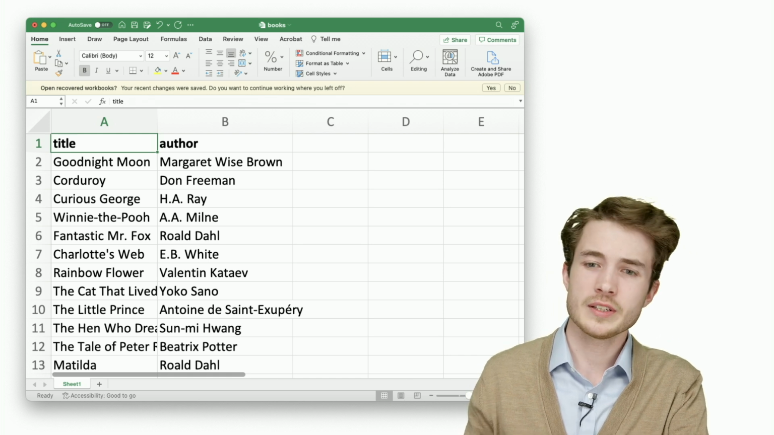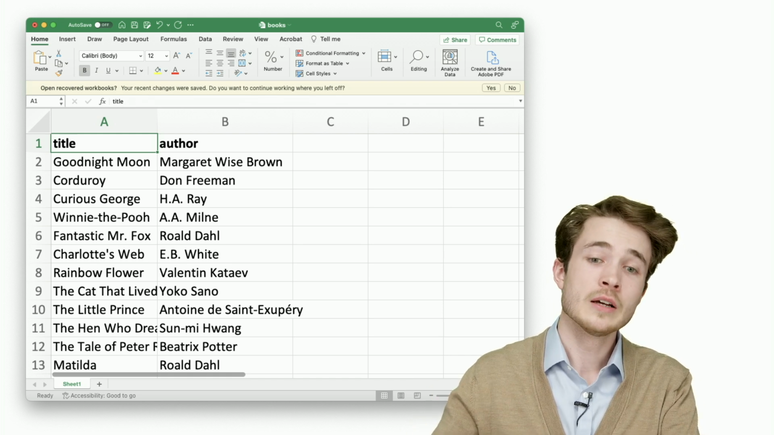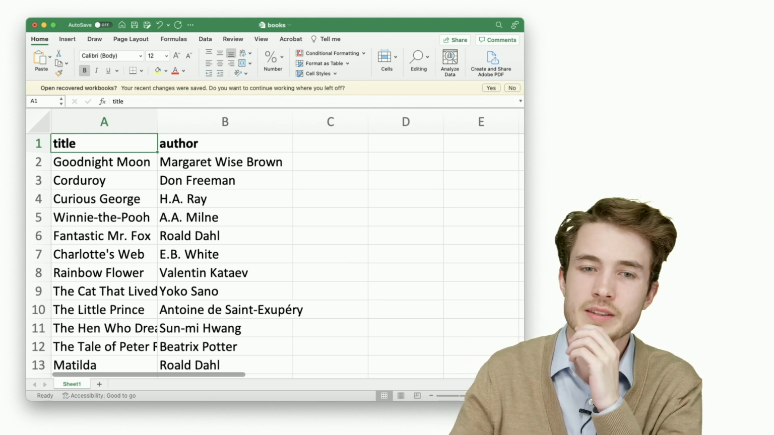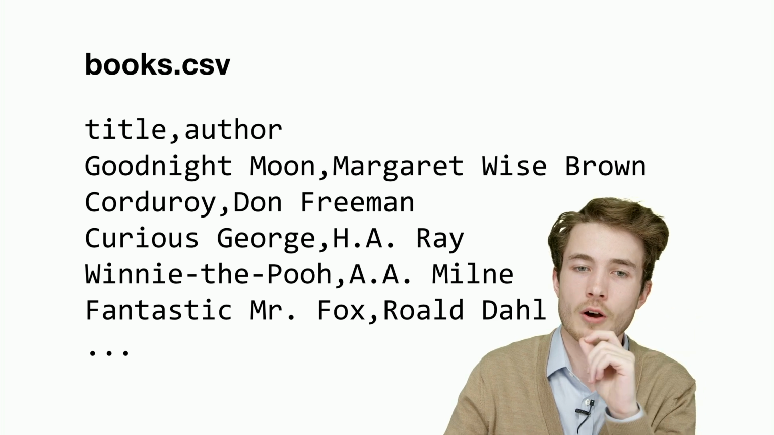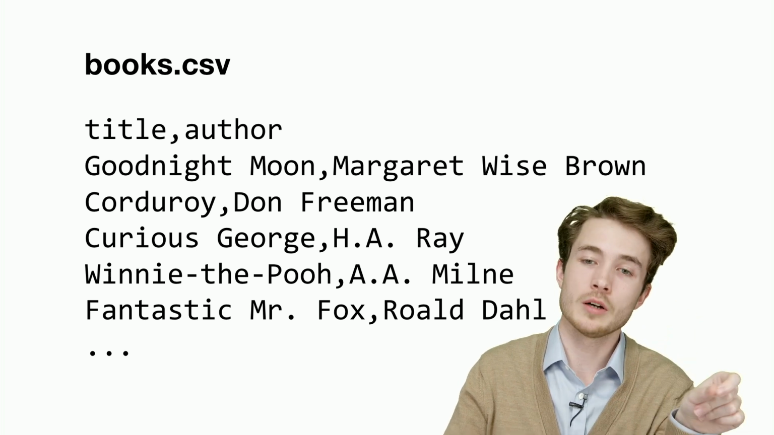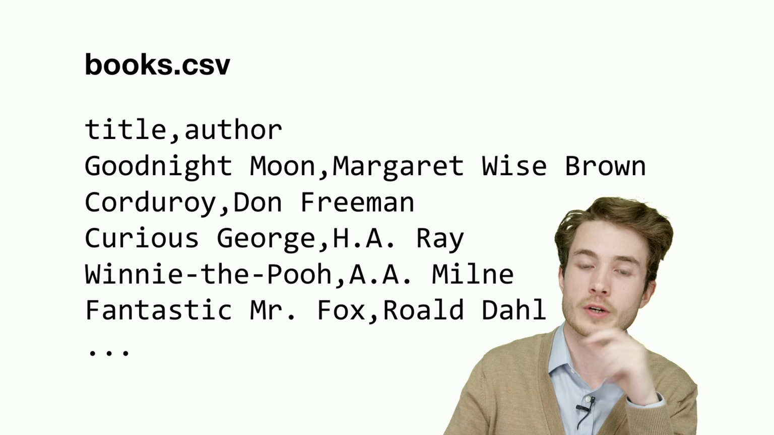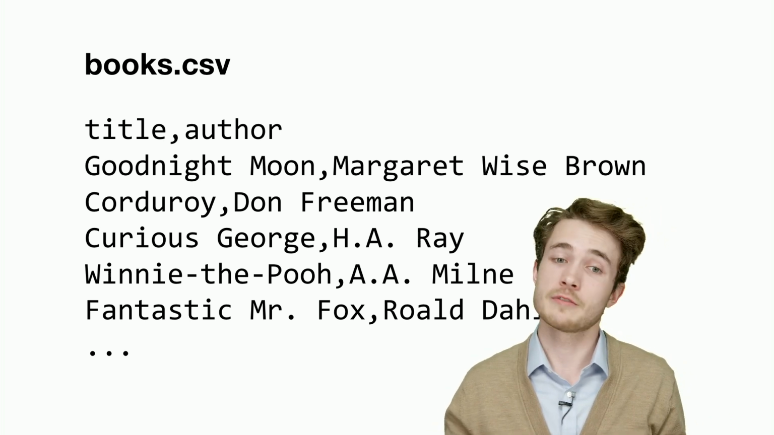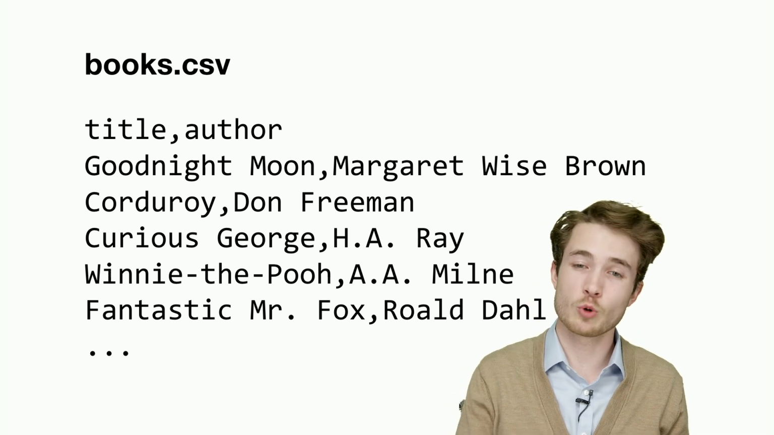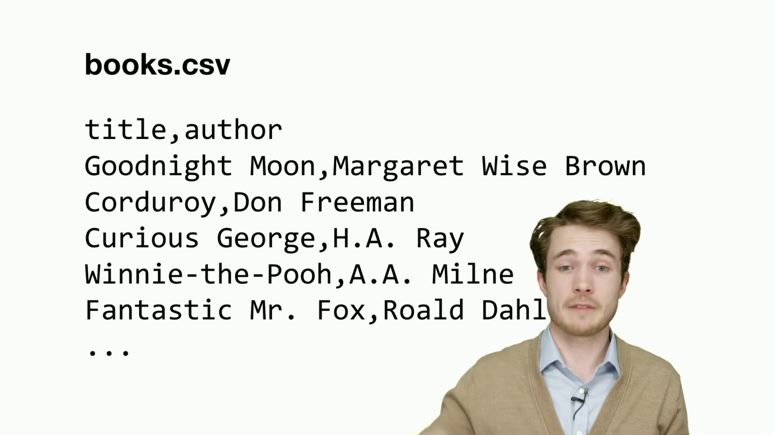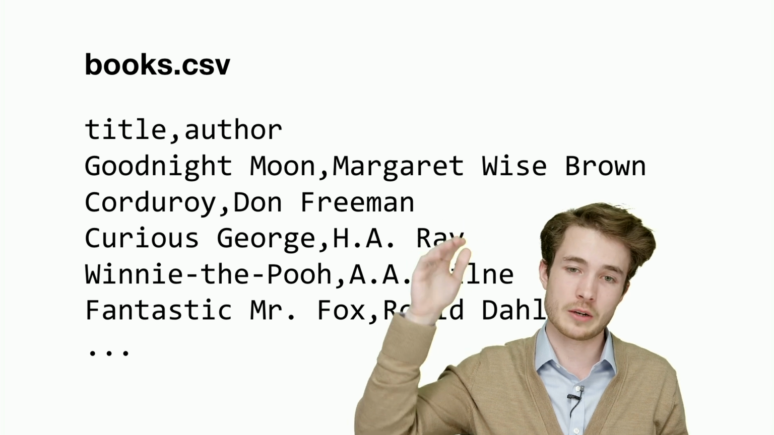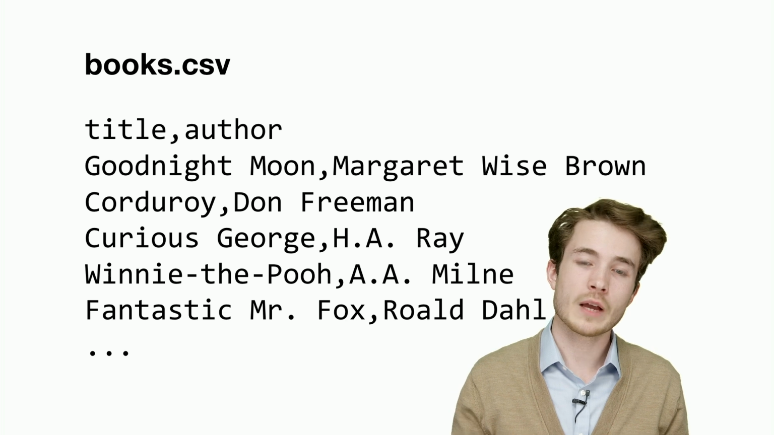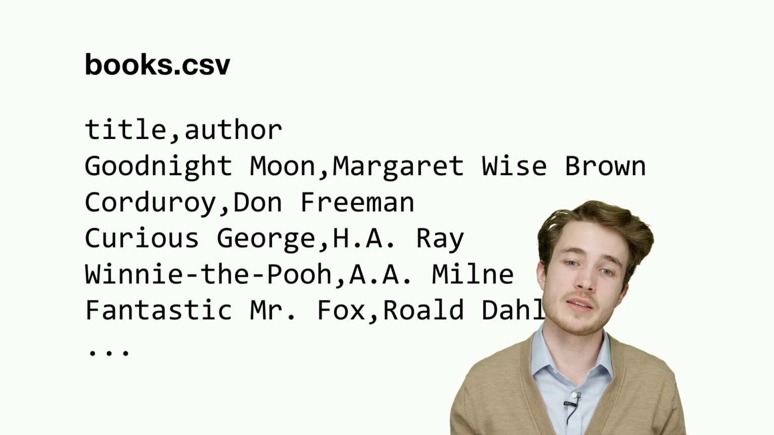So this is what it looks like in Google Sheets or Excel, but under the hood, in the actual computer's file, you'll see something that looks a bit like this, with title, comma, author, Goodnight Moon, comma, Margaret Wise Brown, and Corduroy, comma, Don Freeman. So a CSV stands for comma separated values, where notice how every individual row is a single book, except for that first one, which is the column titles. And for every row we have multiple columns separated by these commas.